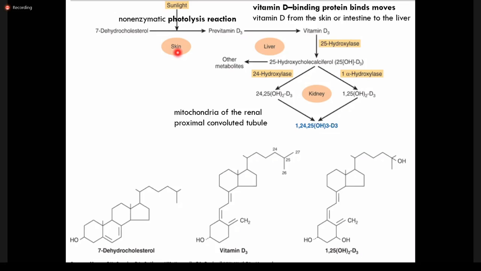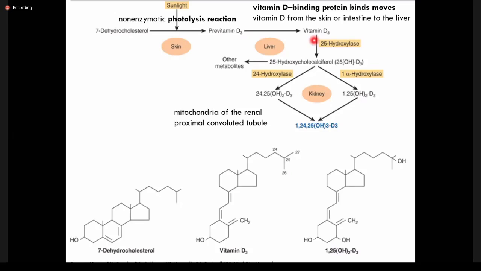It is then metabolized in the liver by certain enzymes in order to generate vitamin D3. And it's transported by vitamin D binding protein from the skin or from the intestinal side to the liver. Why do we need such a transporter? Because this vitamin is water insoluble. So we have to have a carrier for this molecule.